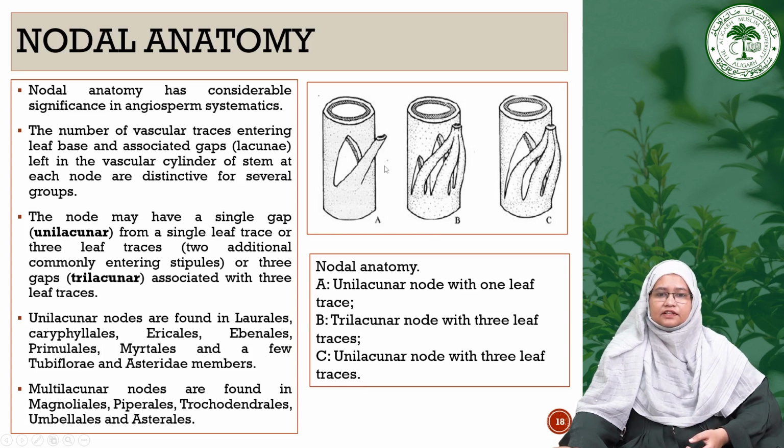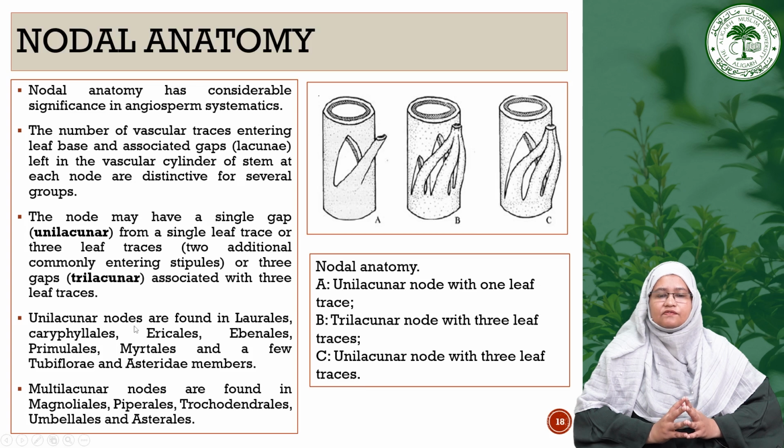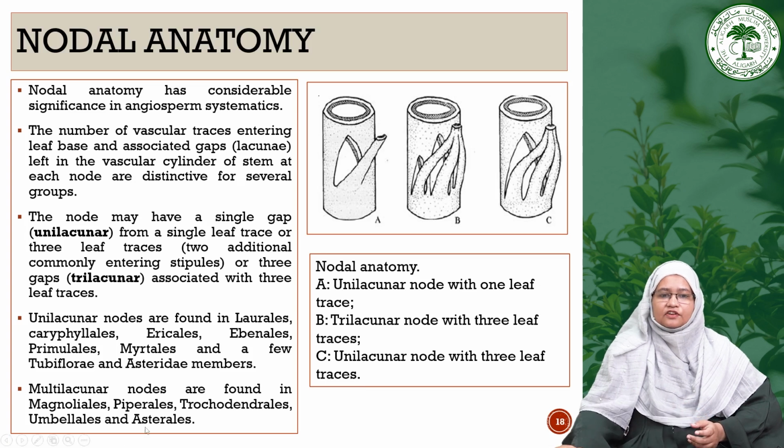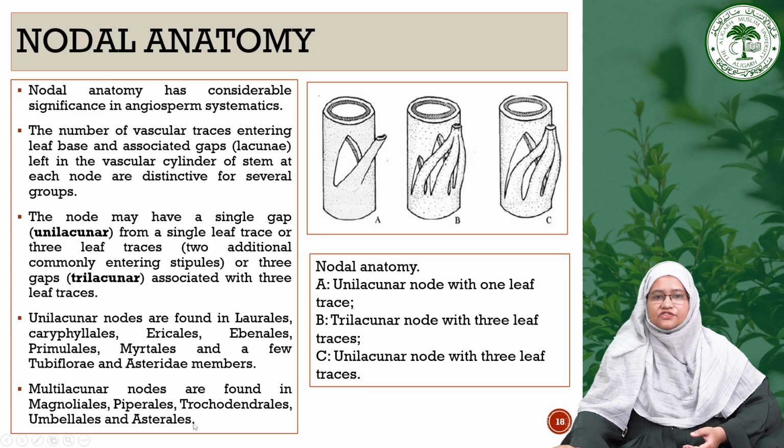So as you can see, these are the nodal anatomy types, with A showing the unilacunar node with 1 leaf trace. In B, you can see the trilacunar node with 3 leaf traces, and in C, you can see a unilacunar node with 3 leaf traces. The unilacunar nodes are found in the laurels, Caryophyllales, Ericaceae, Ebenales, Primulales, Myrtales, and a few Tubiflorae and Asteridae members of the angiosperms. Then multilacunar nodes are found in Magnoliales, Piperales, Cornales, Umbellales, and Asterales.